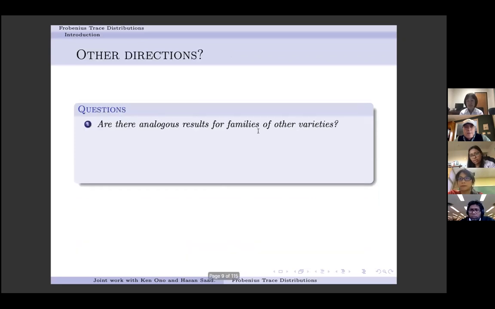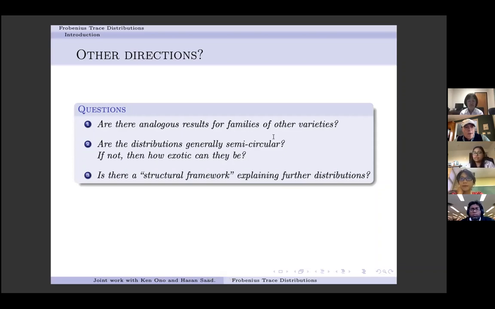But in our work, we consider these three questions. We are looking for analogous distributions for families of other varieties over finite fields. In fact, we would be happy if we get some different distributions rather than Sato-Tate, or rather than semicircular. We'd be quite happy if we get a different kind of distribution in our work. Of course, we know that we have to approach a different framework for our distributions. So here we are looking for some structural framework that will describe other distributions.